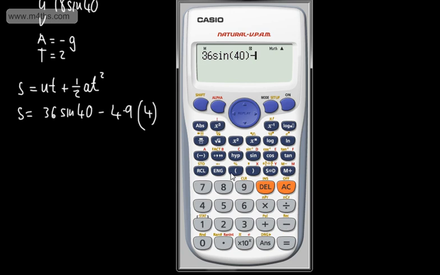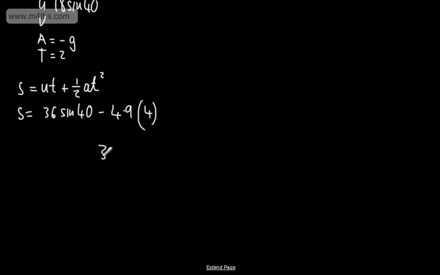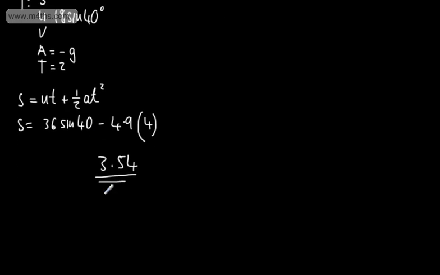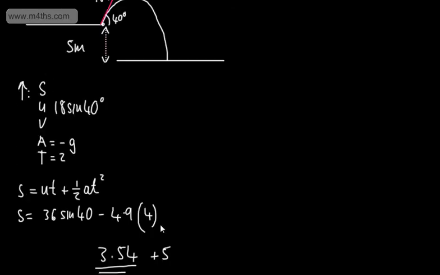We're going to subtract away from that now 4.9 times by 4, and that's going to give me 3.54. So 3.54, we want this now above the ground. So at this stage it's 3.54 meters above this platform. So I need to add 5 to my answer. So that's going to be 8.54 meters above the ground, correct to 3 significant figures.